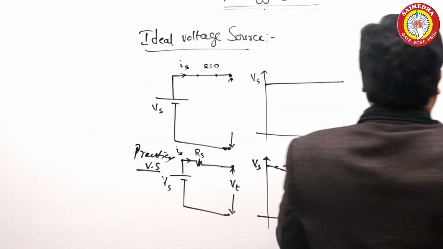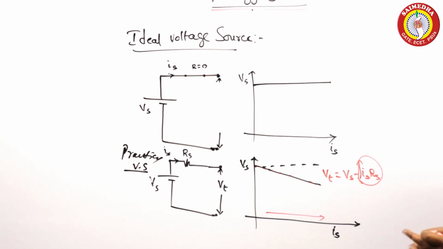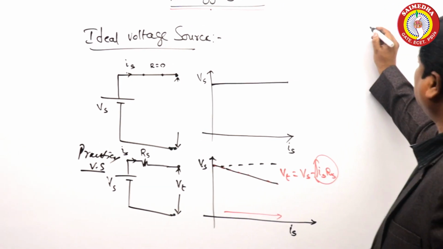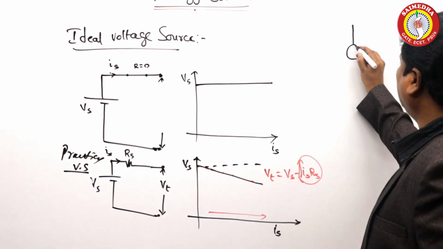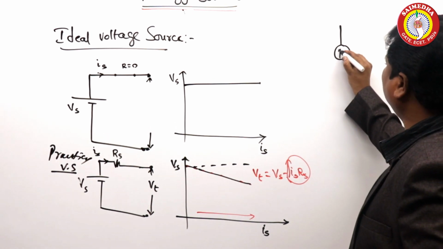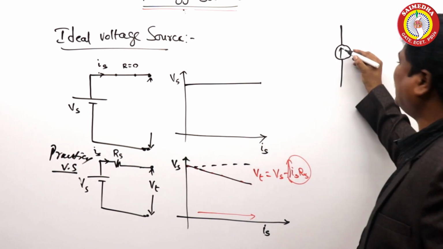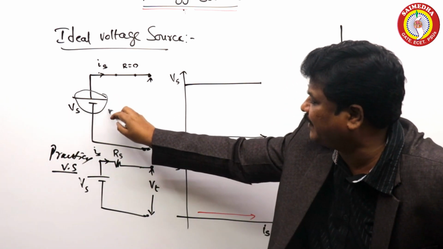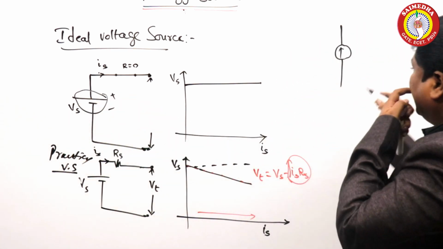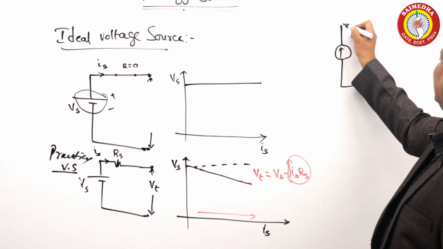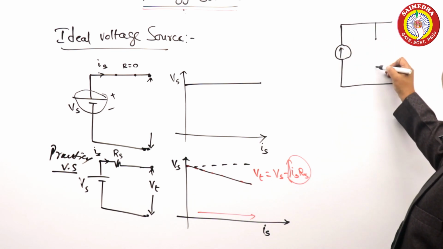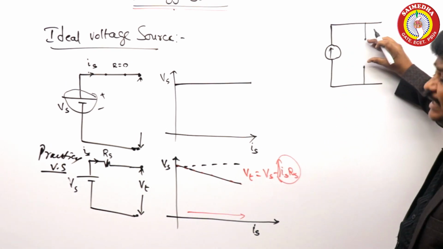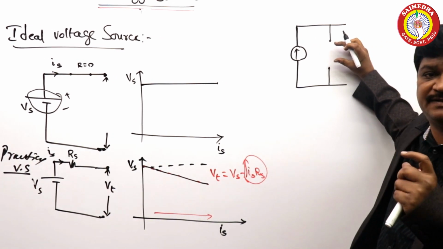Similarly, we can go for the current source. How can the current source be represented? Normally, as I told you, a current source is always denoted with an arrow mark like this. Voltage sources are denoted with a polarity of minus and plus, something like this. Coming to this one, what is its internal resistance? The internal resistance of this one is infinite.